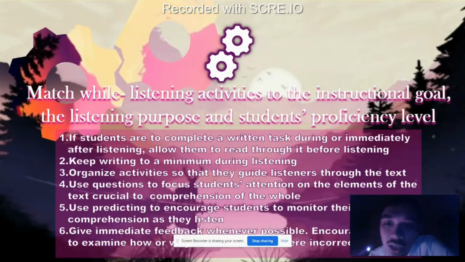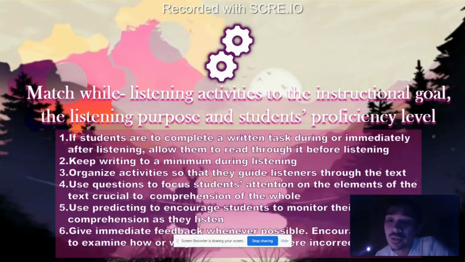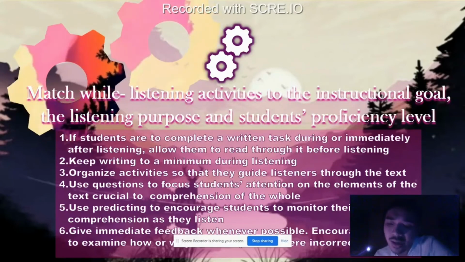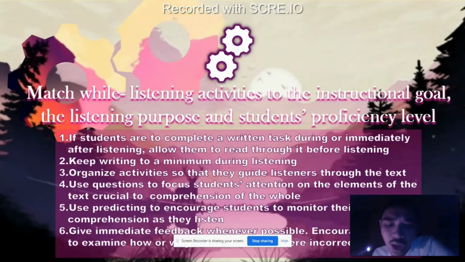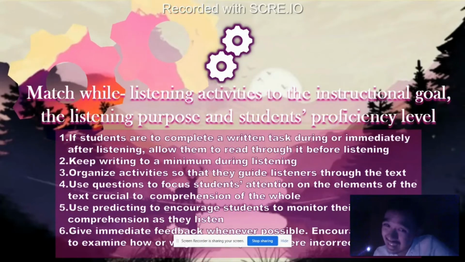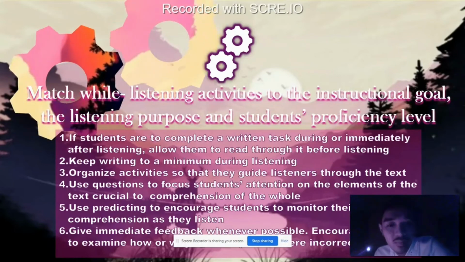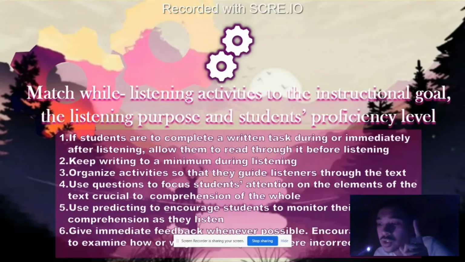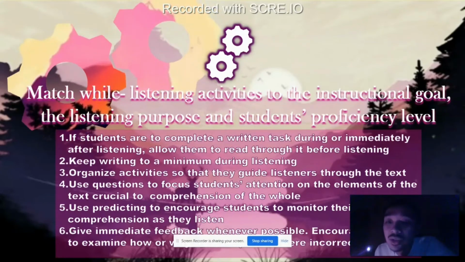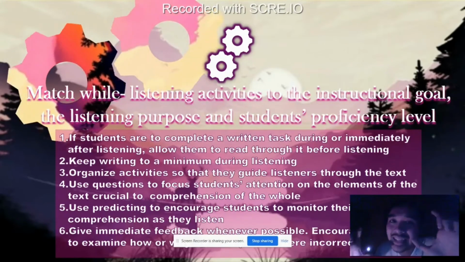So number two, keep writing to a minimum during listening. I find this personally difficult because I tend to take down notes when listening. And if I don't take down notes, I don't understand the material that much. But I get what I can. But for the betterment and for the determination of the understanding level during a listening activity, it is best to keep writing to a minimum during listening so that the hearing sense can be heightened and be used to the maximum potential.